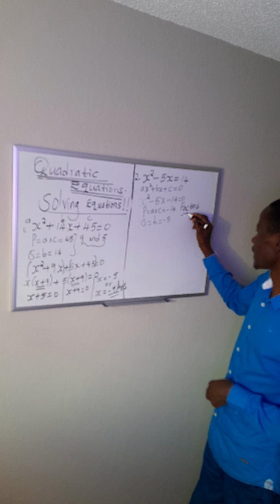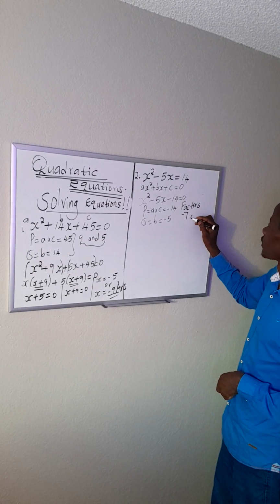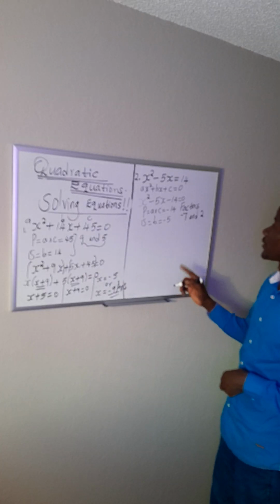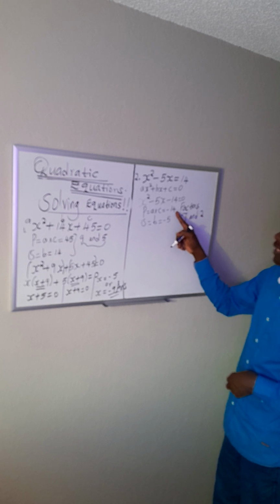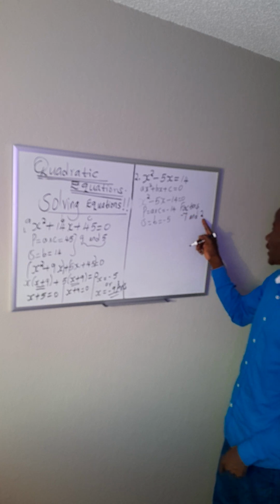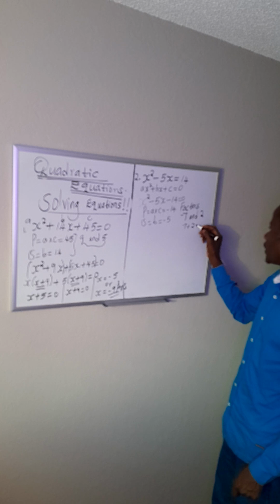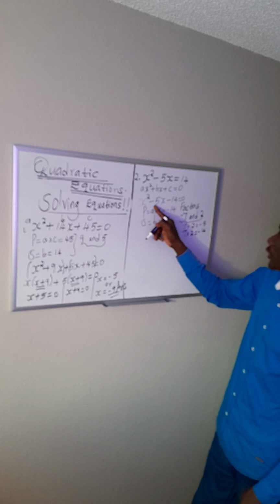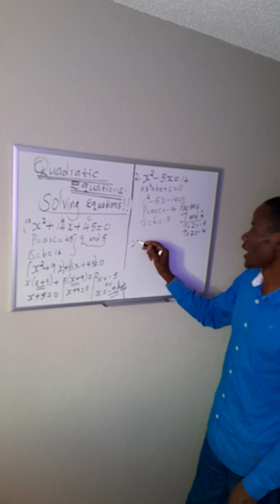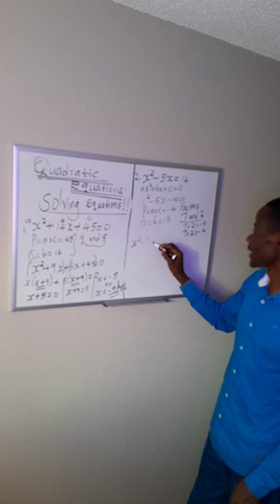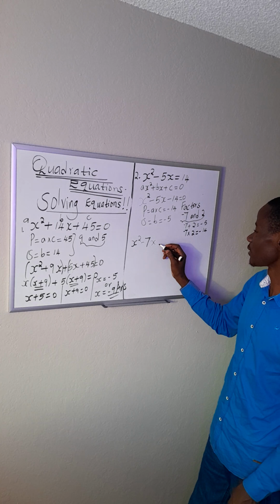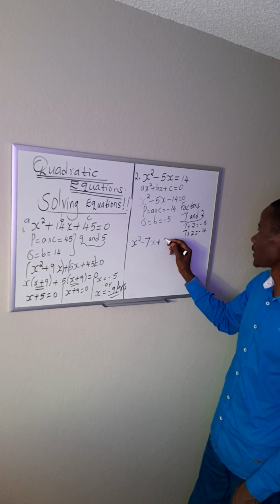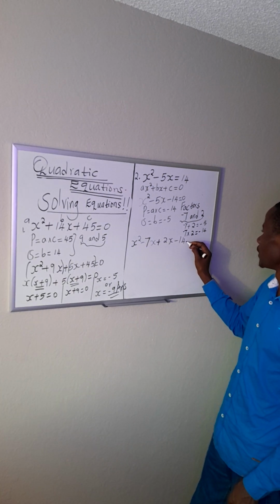What are the two factors? -7 and +2. You see, -7 times +2, -14. -7 plus 2, I'll get -5. While -7 times 2, I get -14. So those are the two factors. Then what next? I use these two factors to expand the coefficient of x. Therefore now, I have x squared minus 7x plus 2x minus 14 is equal to 0.